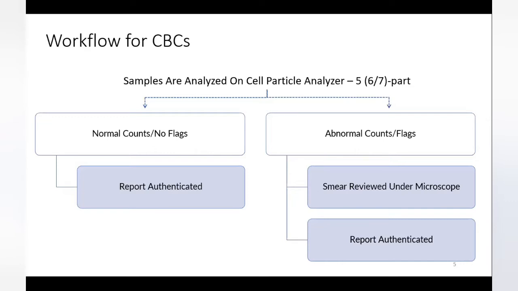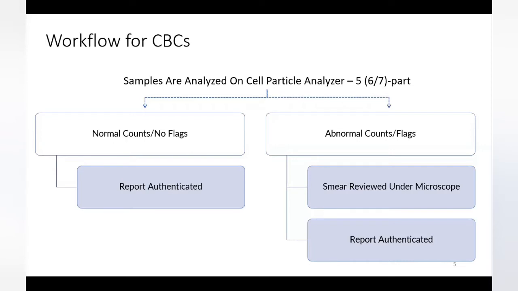And what we normally do is, the sample that we get, we run it through the analyzer and we look at the values. If it's a 5-part analyzer, we know that if there are no flags, we can just go ahead and authenticate or verify the report, which is what we do. But if the counts are abnormal, and when I say these counts are abnormal, there is a bigger science that goes into understanding our analyzers as well, which is not going to be covered in this particular topic.